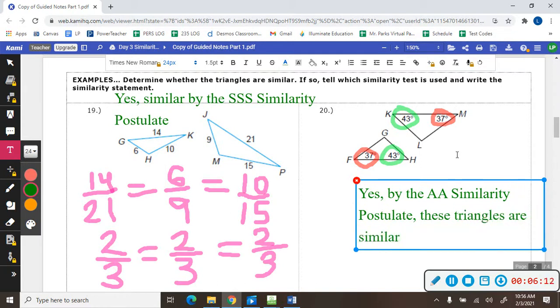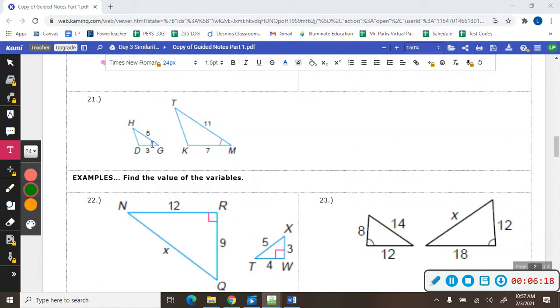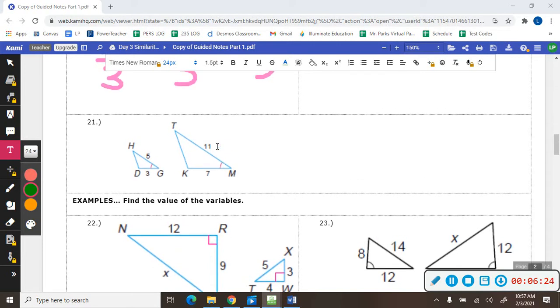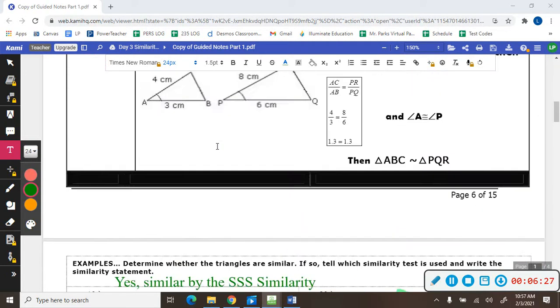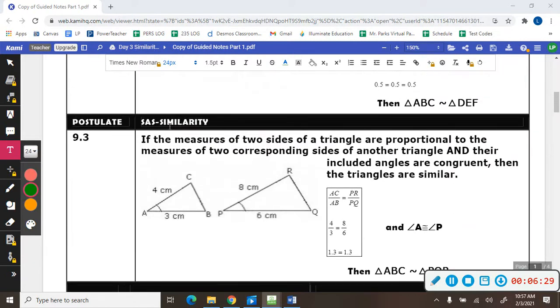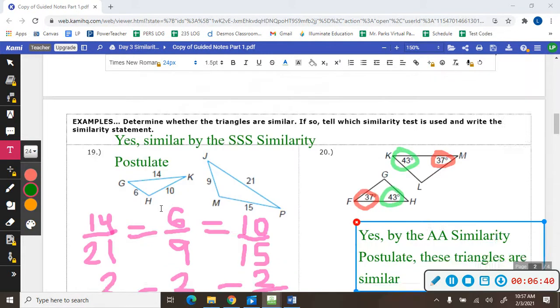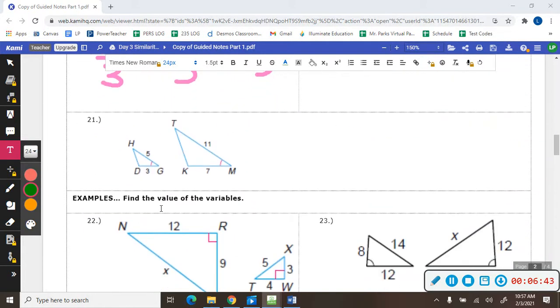And there we go. So the ones that are AA are pretty easy to see. In 21, we have a side, a side, a side, a side, and then the included angle. And so the only one we might be able to use, if you go up here, is the SAS, and it says if the measure of two sides of a triangle are proportional and their included angle is congruent, then the triangles are similar. And so we're going to see if these are proportional or not.